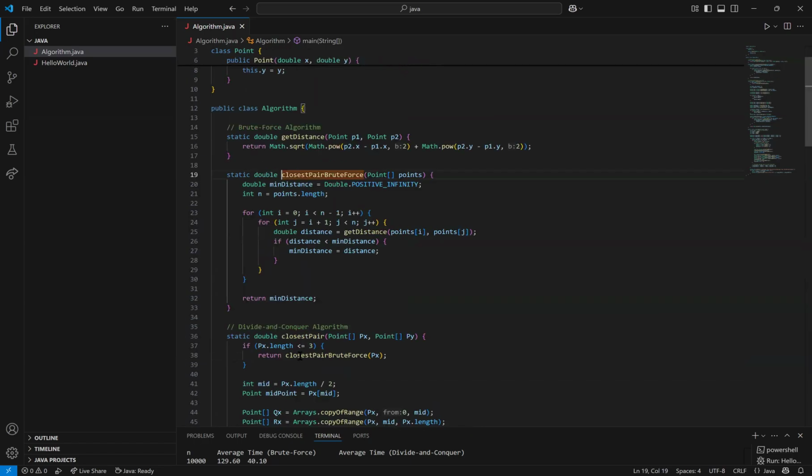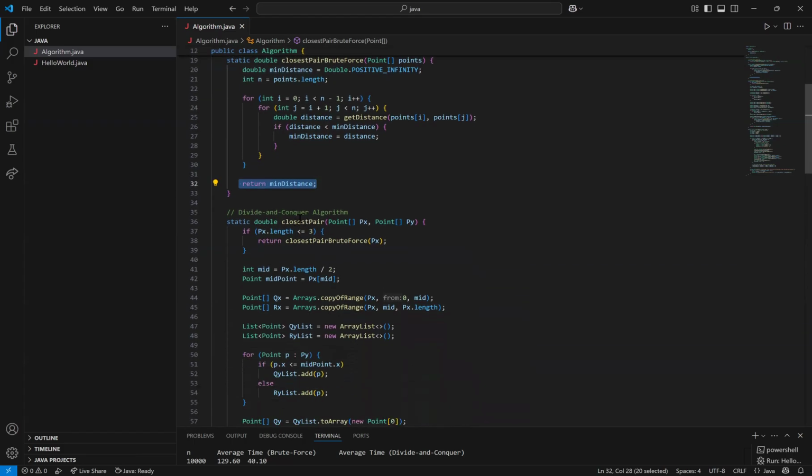Now, if you see my brute force algorithm over here, I'm using two loops, and I'm trying to find the distance between 2 points, I mean, all the possible scenarios over there. And if the distance is less than the minimum distance, I'm just replacing the minimum distance with the distance, so that I'll finally be able to find the shortest distance over here.